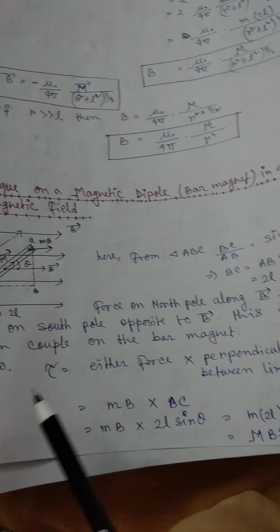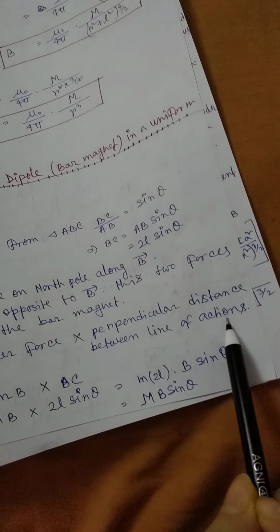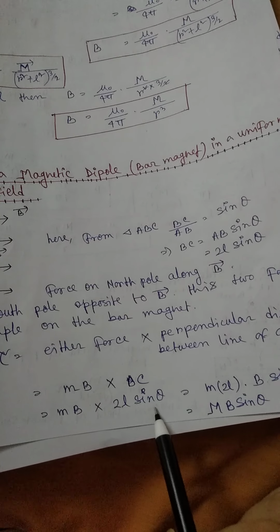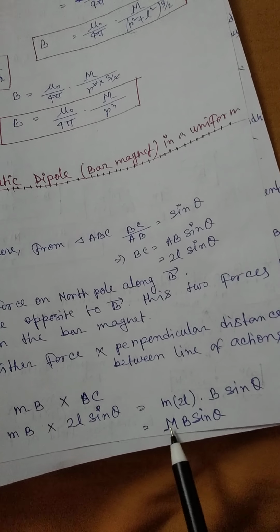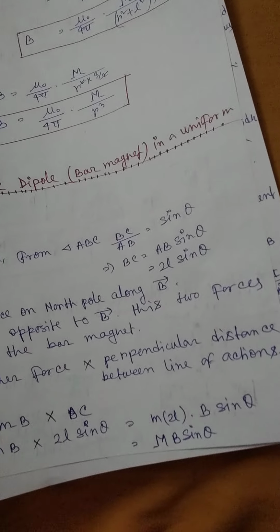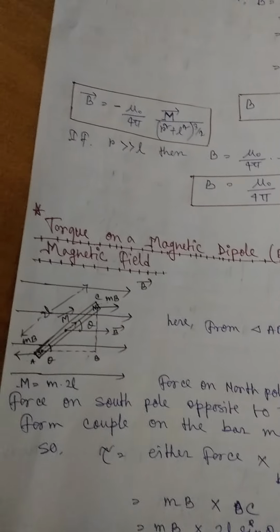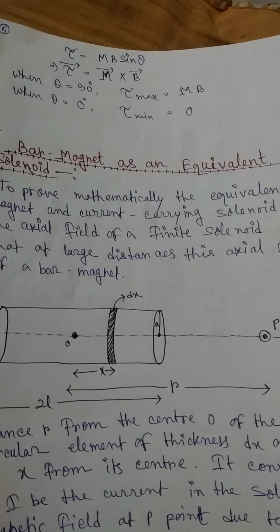So torque equals either force into the perpendicular distance between the lines of action. So mB into BC, so mB into 2l sin theta. So here m into 2l into B sin theta. That means m into 2l represents capital M, which is the magnetic dipole moment of this bar magnet. So capital M into B into sin theta. So this is the value of the torque that acts on the bar magnet if we place it in an external magnetic field. Okay, so tau equals MB sin theta.